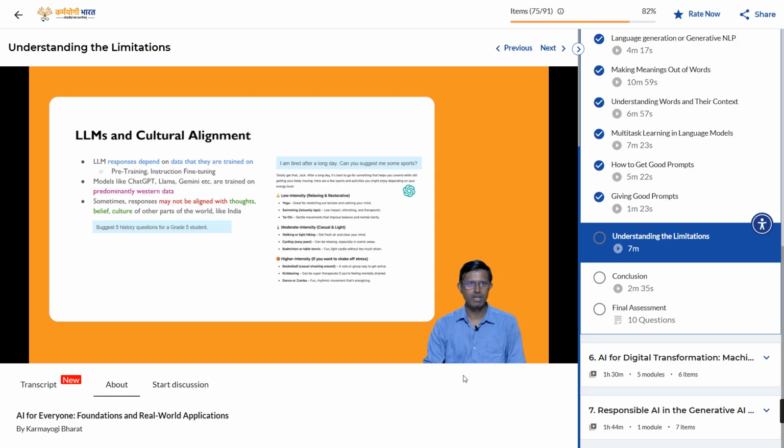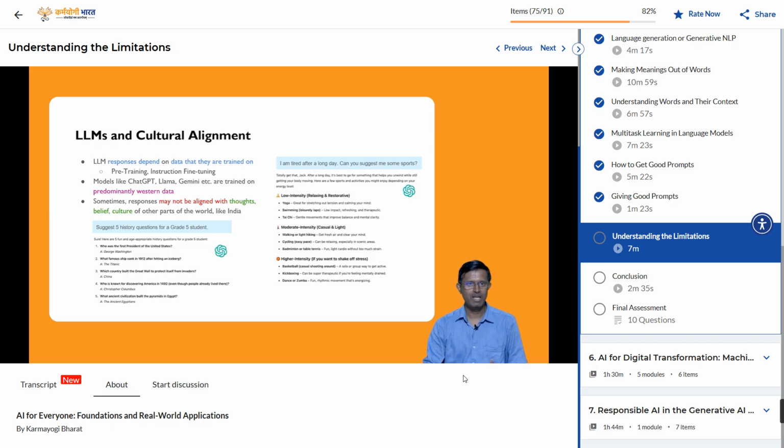Then there was one more query that I gave to ChatGPT, and this query reads: suggest 5 history questions for a grade 5 student. And now these are the 5 questions which were suggested, and if you can see, there is not a single one that connects with India. So the first one is about the first president of the United States, the next one is about Titanic, the third one is about the Great Wall of China. Then we have the fourth question as who discovered America in 1492, and the fifth one is about Egypt.